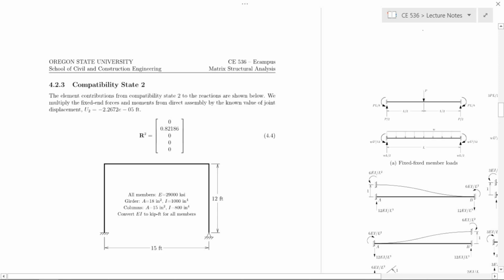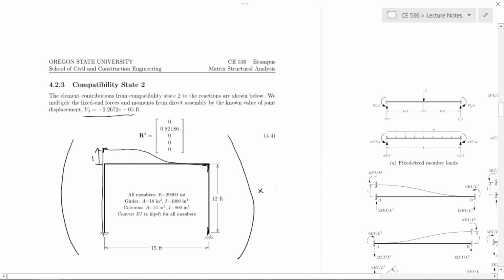Okay, so for compatibility state 2, we're going to move this joint up a unit amount to here, draw the deflected shape of the structure, something like this. This joint doesn't move, this joint down here doesn't rotate, okay? And then whatever we do within this compatibility state, we're going to multiply by the numerical value of U2. Okay, so we treat it as a positive 1 and then just take the numerical value.